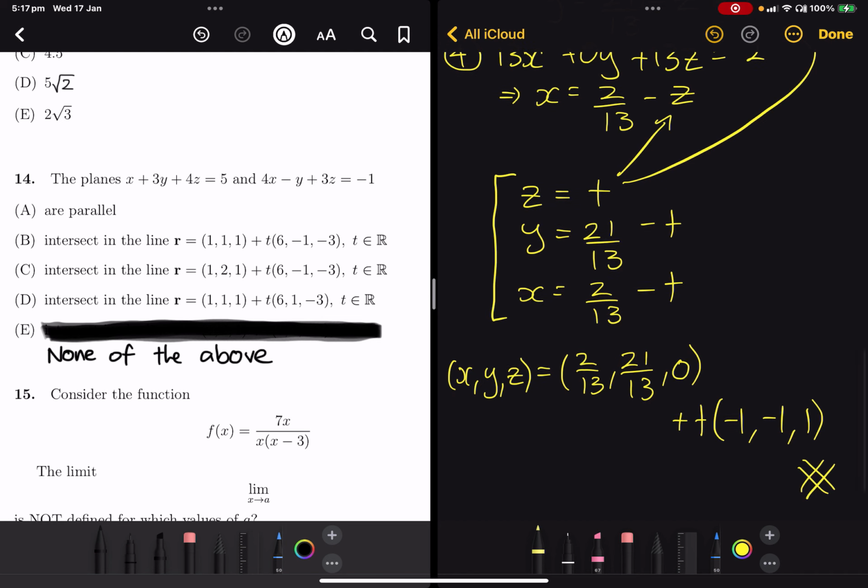And this is going to be one way to write the equation for the line, which is the intersection of these two planes. So in this case, the answer will be none of the above. Right? None of the answers listed are equivalent. All of those intersections have a different slope value, they have a different starting value, so they are not the same. So none of those are correct, none of the above is correct, and so therefore E is correct.